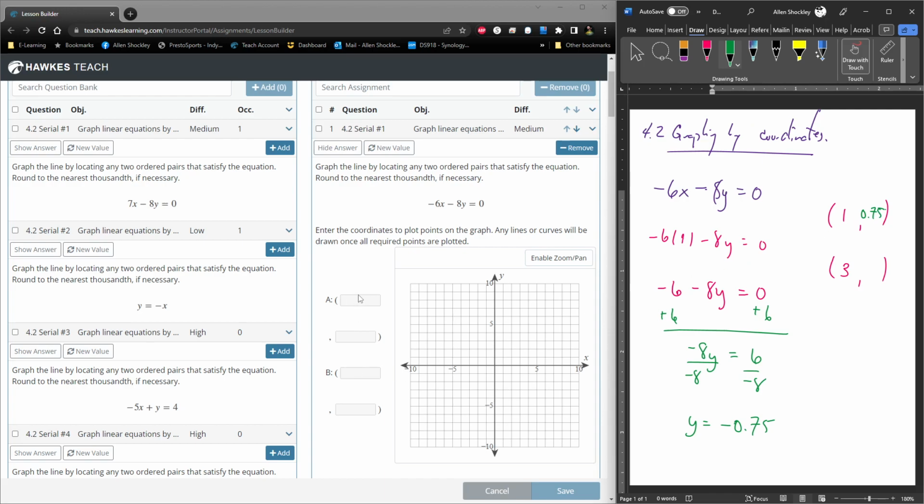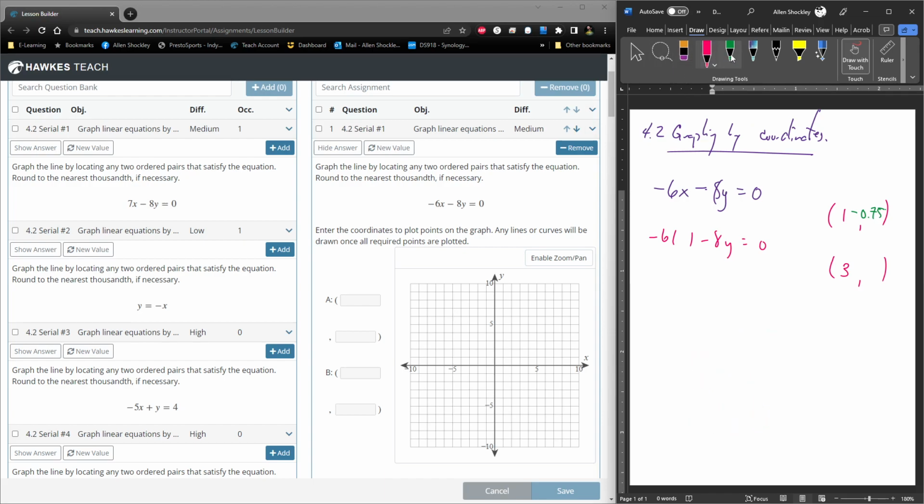So up here, I'm going to write 1, -0.75. This will all be drawn once the graph gets made, so don't worry about putting the lines there. Just get the coordinates in. So now we're just going to do it again, except this time instead of 1, we're going to use 3, because apparently that's going to work. We'll find out.